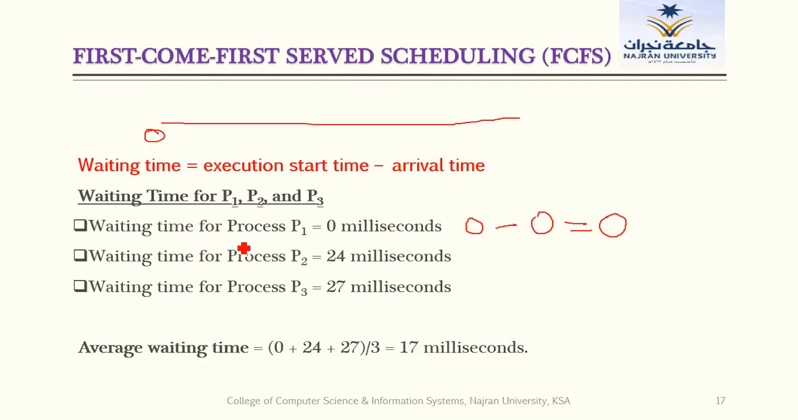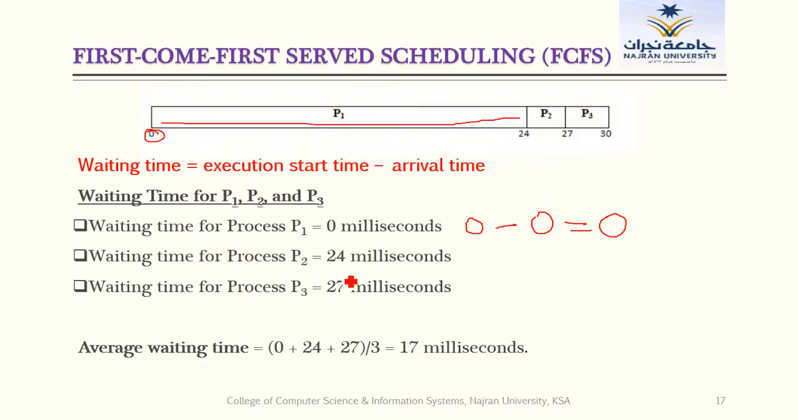Now the waiting time for process P2. If you see this chart, P2 starts execution at time 24. So we write here execution start time 24 minus arrival time. Arrival time, as given in the last slide, is 0 for all three processes. So it will be 24.